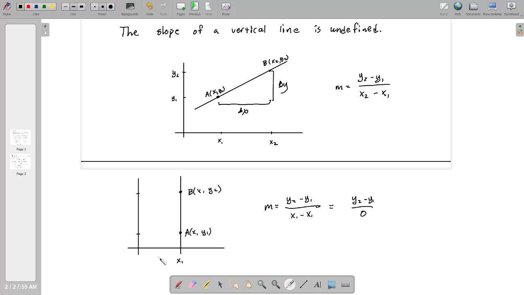This is also a good point to note that when you have a vertical line, the x value isn't changing. If we have a horizontal line, the y value isn't changing. So if we're to graph a line, say, x equals x1, we would actually get this line, because every x value on this line is equal to x1. Just something to keep in mind as we move forward.